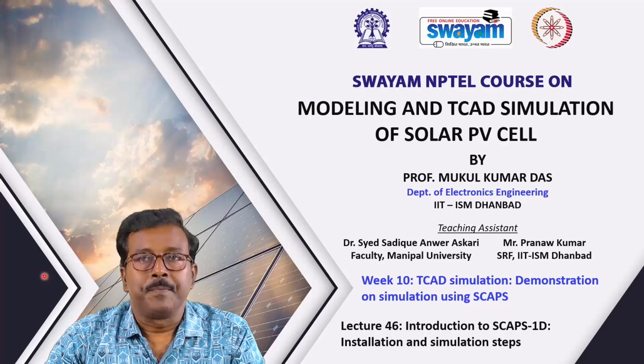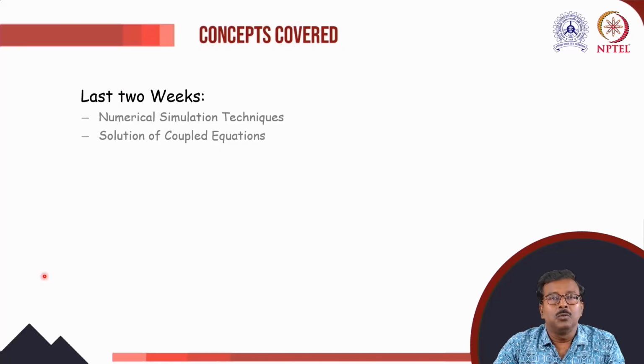In the last 2 weeks, if you remember, we have discussed the numerical simulation techniques and also the solution of coupled equations, that is, the Poisson equation and continuity equation. We discussed how to solve them to get the terminal voltage-current characteristics of the solar cell.